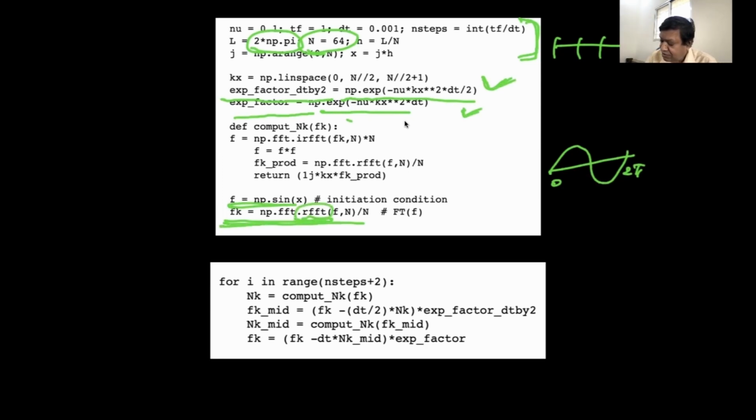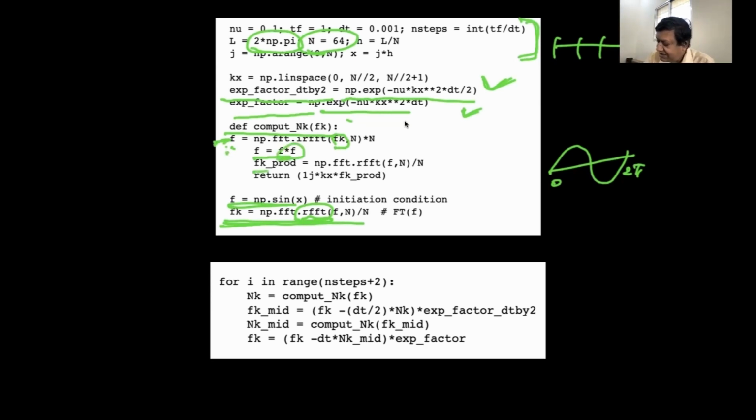Now I need to compute the nonlinear term as well, so I create a function. So this is the function def nk. Okay. Now this is the problem. This should be shifted. This should be an indentation issue. So f is, from Fourier space I can get a real space f, and once I get real space f, I self-multiply. So I get f squared. So this is f squared.